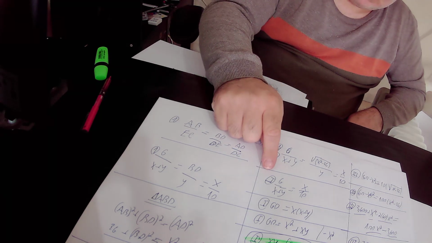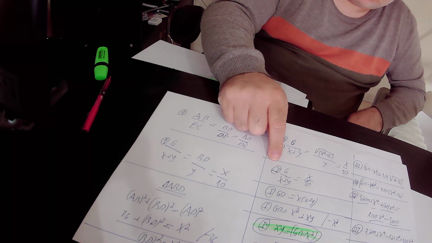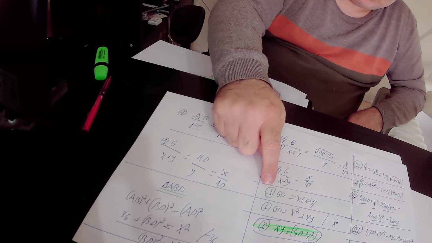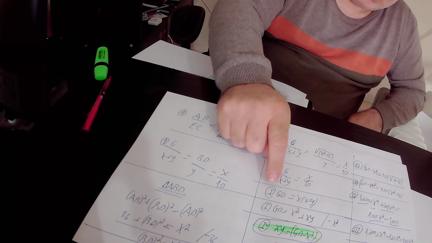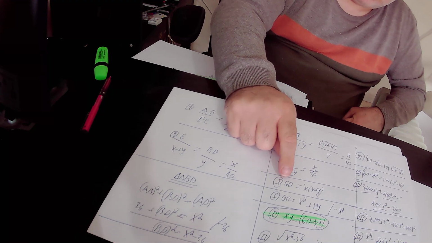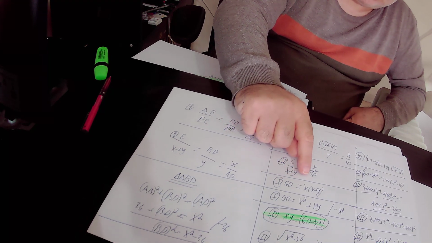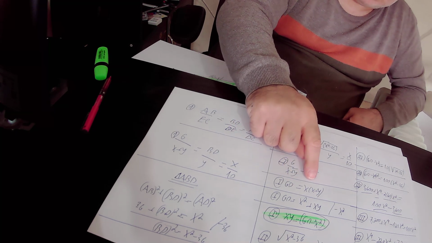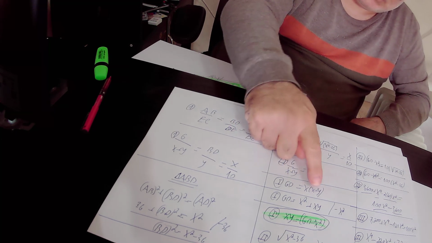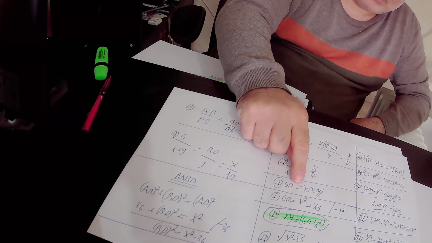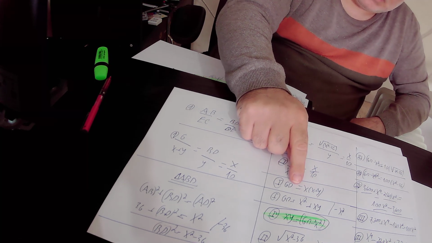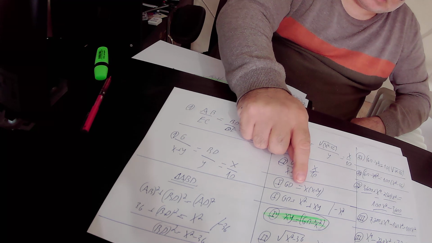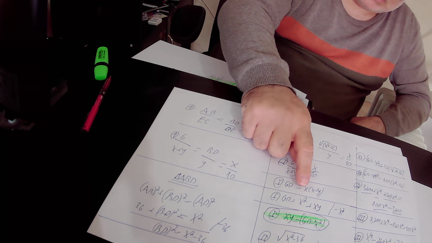We cross multiply equation number 1 and we get 6 times 10 is 60, and it is equal to X times X plus Y. We open the brackets and we get 60 equals X times X is X squared, X times Y is XY. We subtract X squared from this equation and we get that XY equals 60 minus X squared.